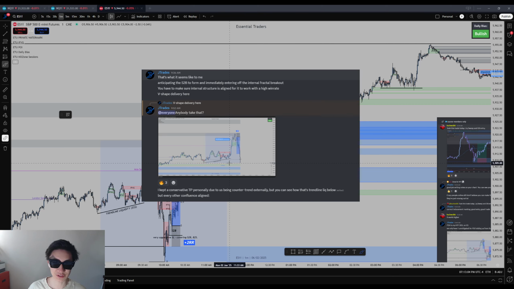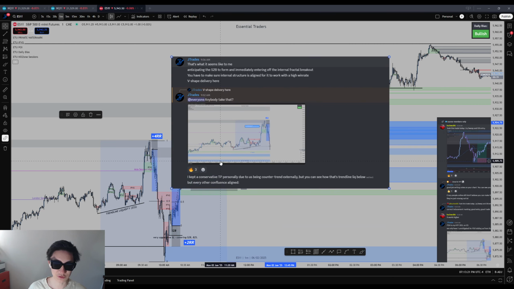Those are high probability conditions where we're looking for a setup in the opposing direction, and I send out the trade here, and as you can see we hit TP for 4 risk reward here. Said I kept a conservative TP personally just because this is indeed counter trend externally, but we did have trendline liquidity below, so you can definitely target that for this first short here.